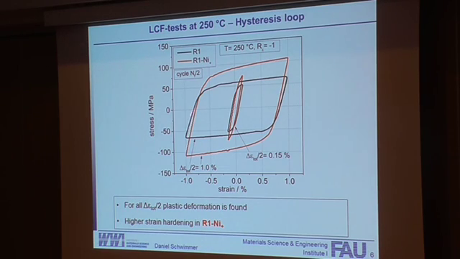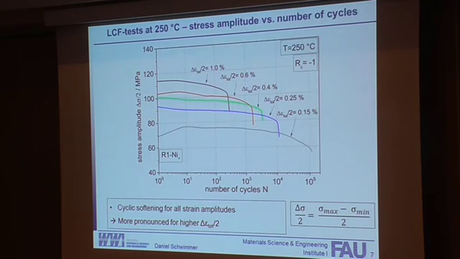For example, in the nickel-containing alloy, we have more stiff behavior compared to our reference alloy. That means the modulus is a bit higher than in our reference alloy. We have higher maximum and minimum stresses, and we have slightly higher hardening in our nickel-containing alloy.